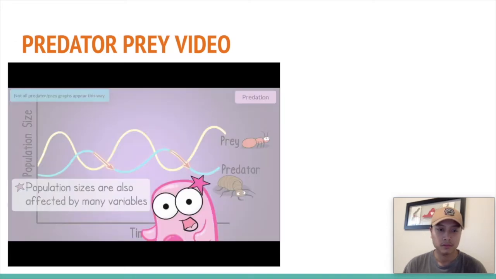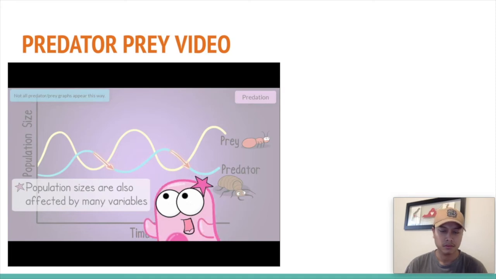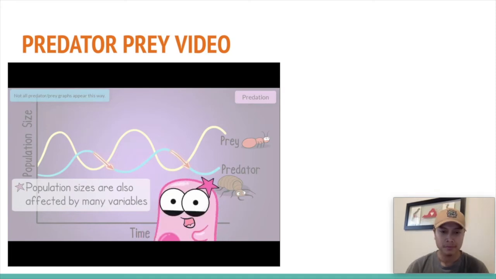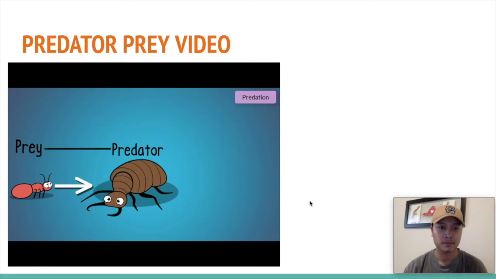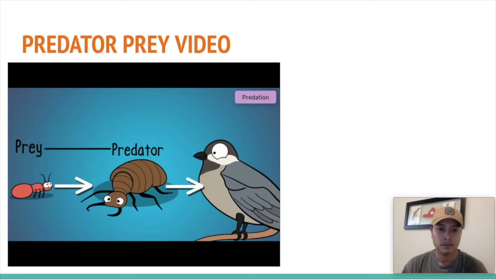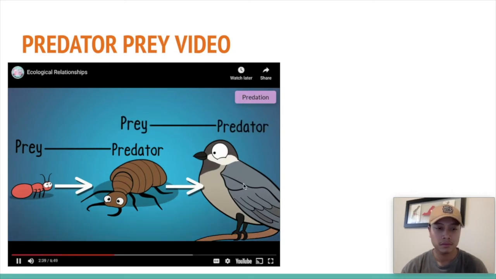In most ecosystems, predator and prey graphs go up and down frequently. It cycles. Also, just because this antlion is a predator doesn't mean that this is the only role it plays. An antlion can get eaten by a bird. Now the antlion has just become the bird's prey.